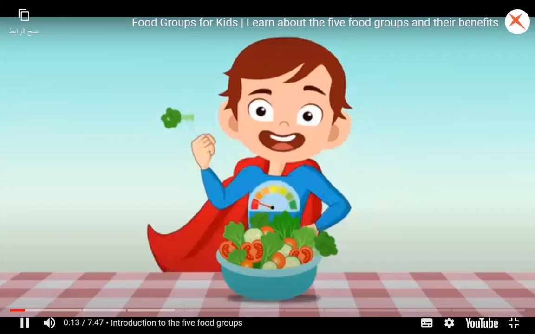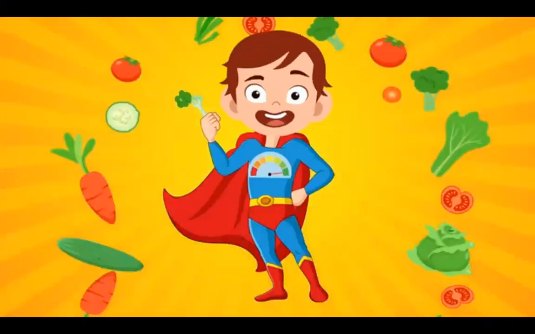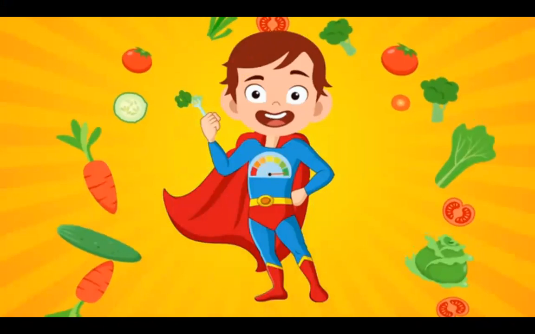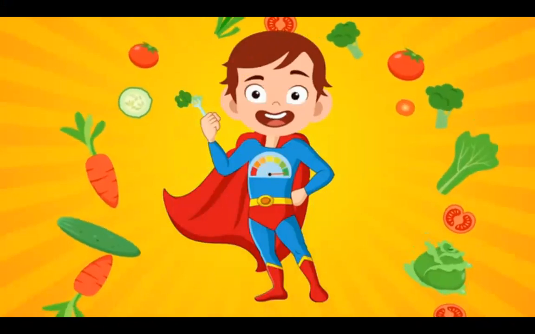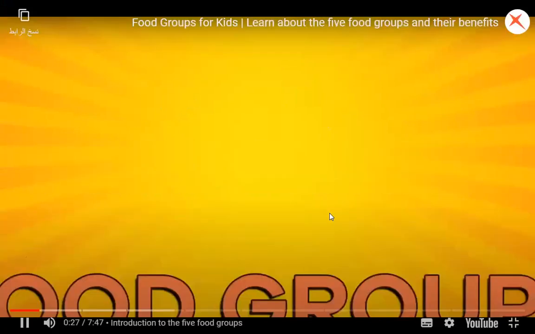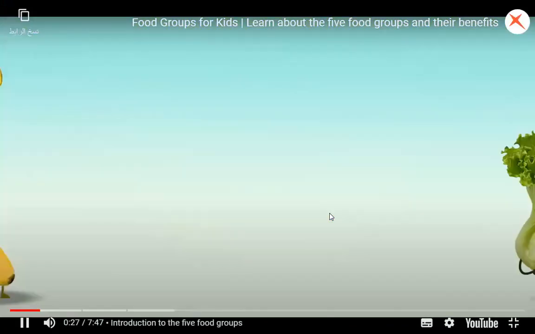The foods we eat can have a huge impact on our health in lots of interesting ways, which is why today we are going to learn all about something called food groups. So, what exactly are food groups?